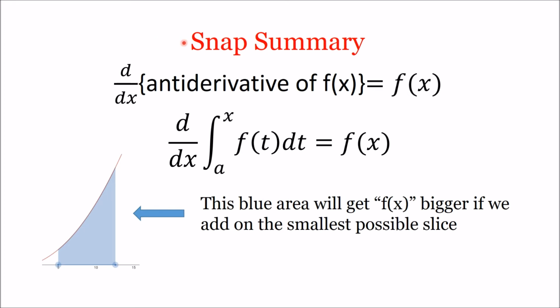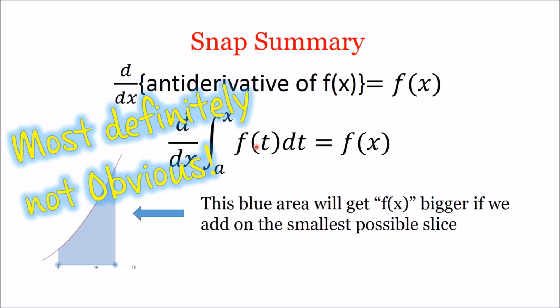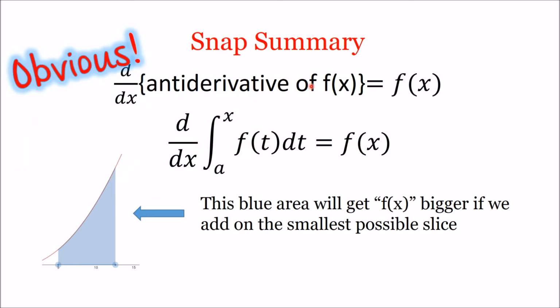Let's do a snap summary. If we look at these two statements, they look like they might be saying the exact same thing, but they're not. This is the whole point of the fundamental theorem of calculus. It's obvious that the derivative of an antiderivative of a function gives you back the original function. It was not obvious that the derivative of an integral of a function gives you back the original function. This established the link between integrals and antiderivatives.